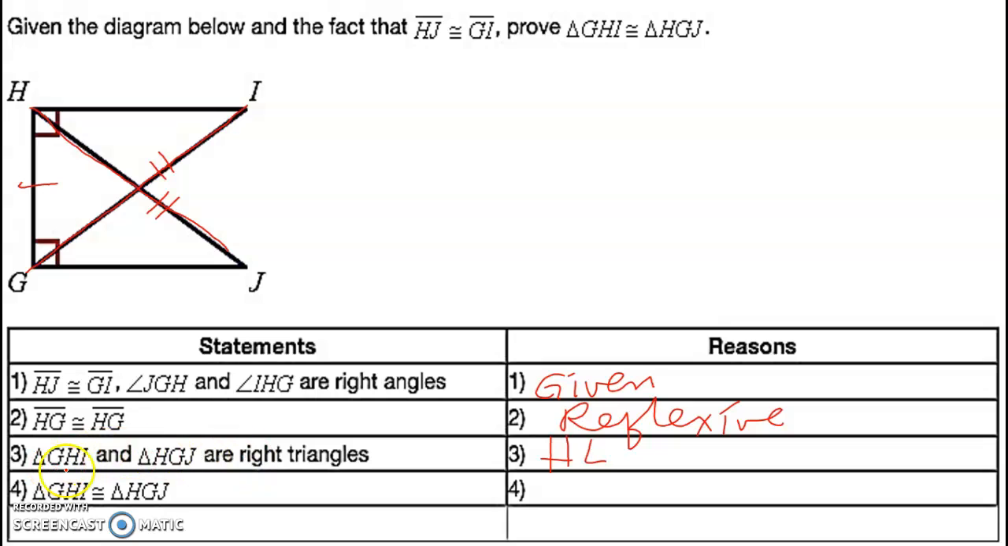And then IG and HJ, they are hypotenuses, so it's congruent by HL. And they are right angles. So these are right angles. They are congruent, they are given. Oh, sorry. So that's kind of given from the picture. And so this is HL. All right, that's done.